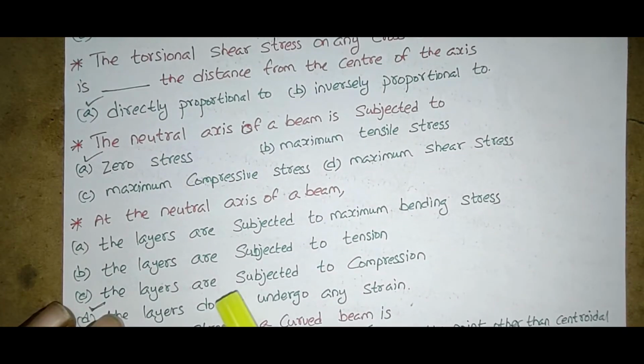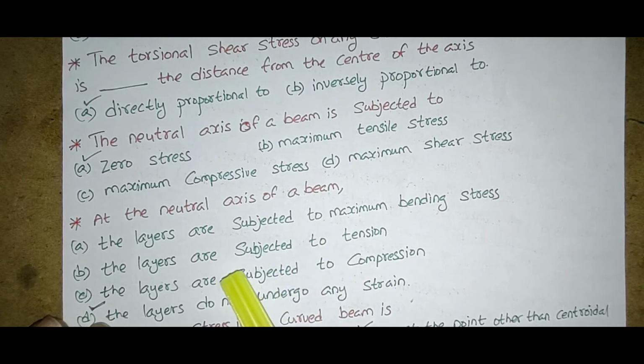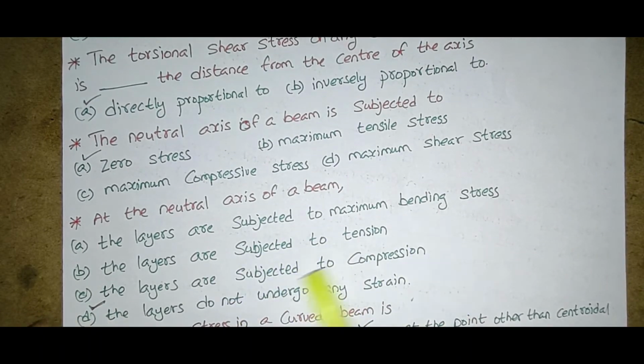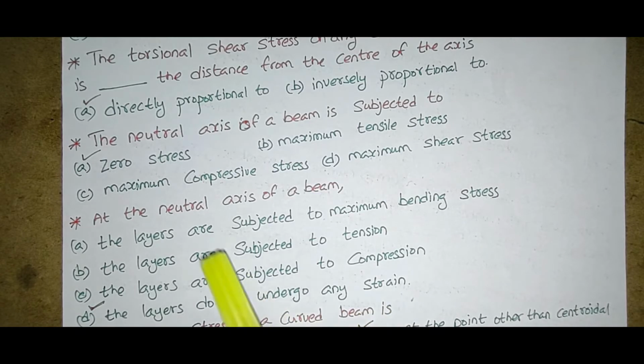Next, at the neutral axis of a beam, the layers are subjected to maximum bending stress, the layers are subjected to tension, the layers are subjected to compression, the layers do not undergo any strain. So at the neutral axis of a beam, the correct option is the layers do not undergo any strain.